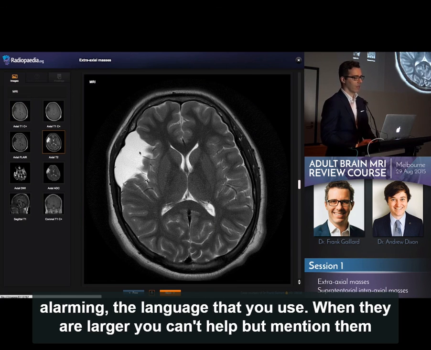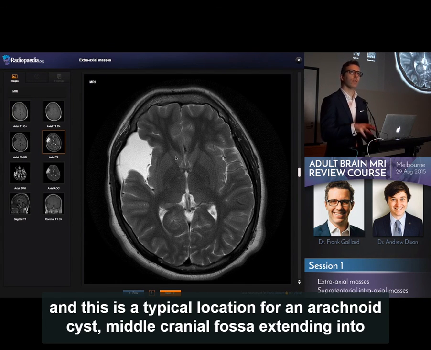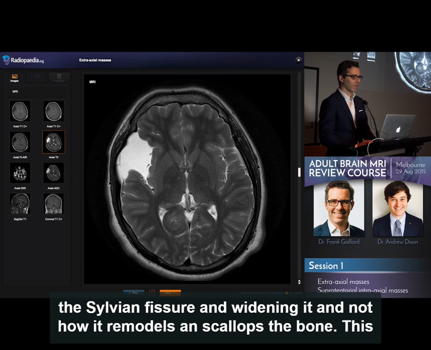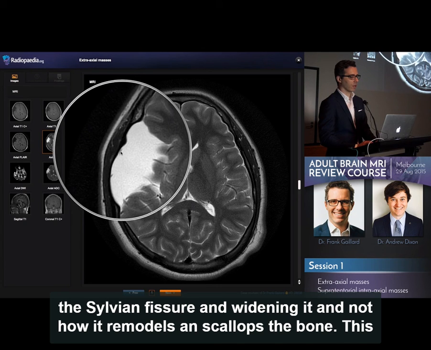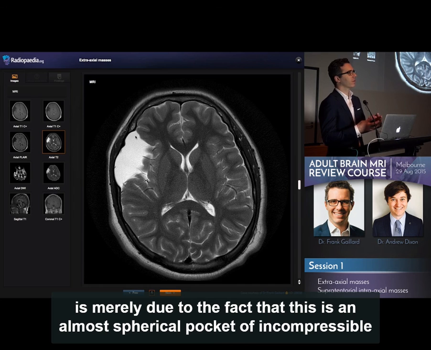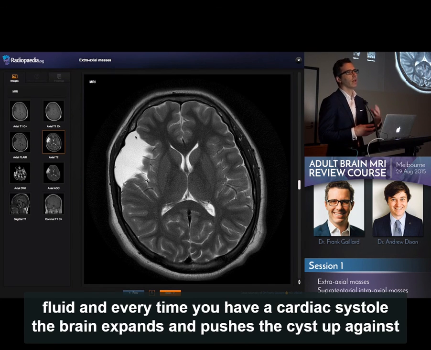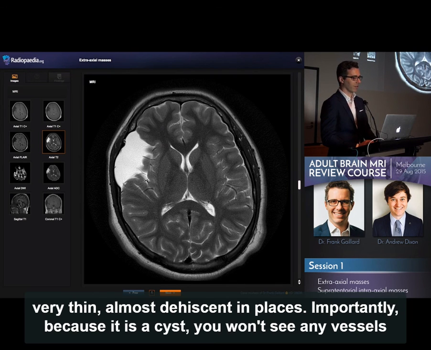When they're larger, you can't help but mention them, and this is a typical location for an arachnoid cyst: middle cranial fossa extending into the sylvian fissure and widening it. Note how it remodels and scallops the bone. This is merely due to the fact that this is an almost spherical pocket of incompressible fluid. Every time you have a cardiac systole, the brain expands and pushes the cyst up against the bone, and over years that's enough to remodel it. CT will show that the bone is very, very thinned, almost dehiscent in places.